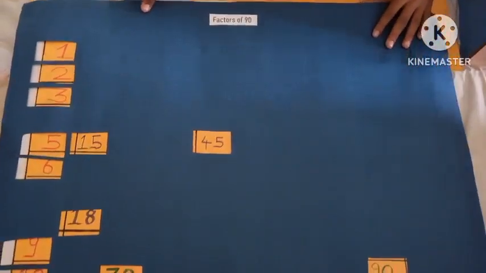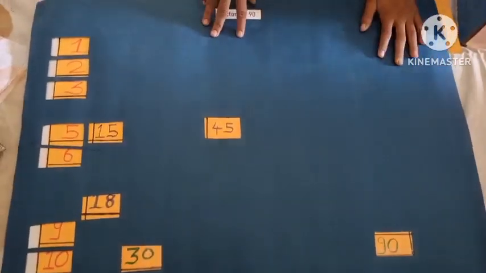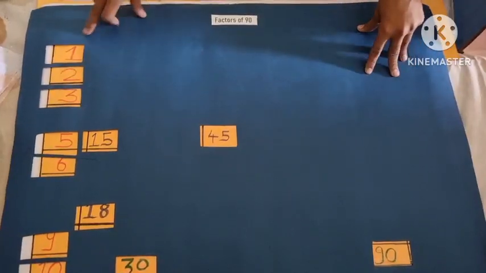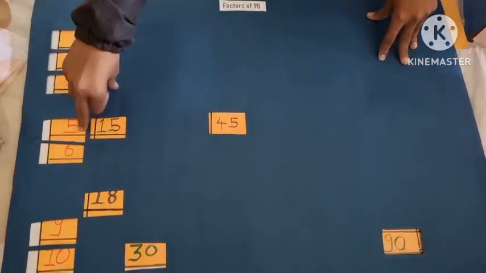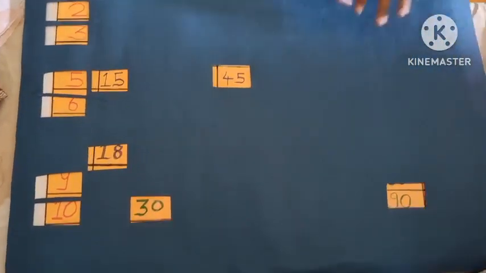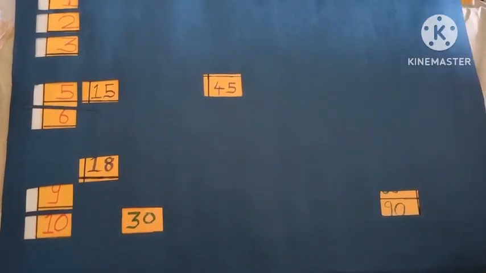Next we take factors of 90. There are 12 factors of 90 from 1 to 100. For example, 1, 2, 3, 5, 6, 9, 10, etc. These all are factors of 90.